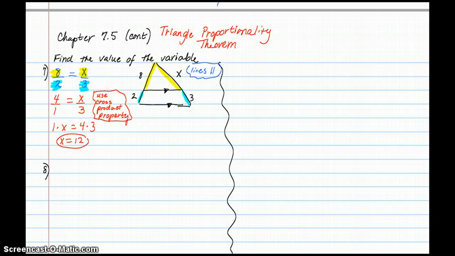Before we use the cross product property, we're going to go ahead and simplify 8 over 2 to 4 over 1. Then we're going to multiply, an X is what some students think of it as. So 1 times x is x, 4 times 3 is 12, so x equals 12. All right, now let's take a look at number 8.